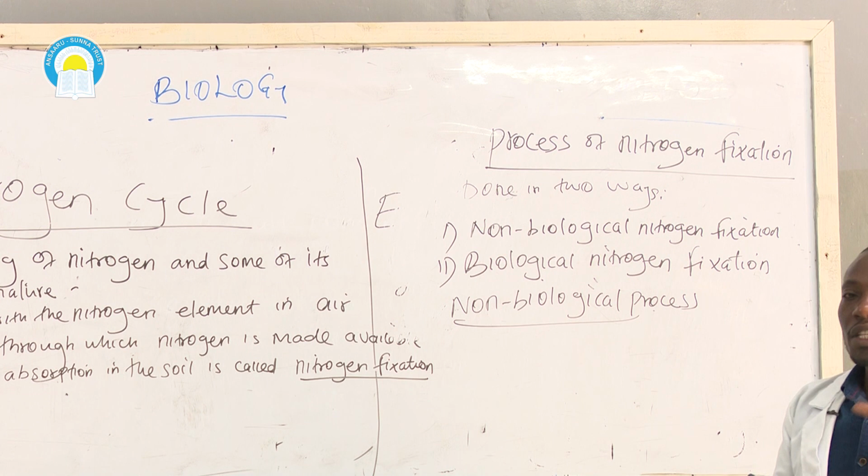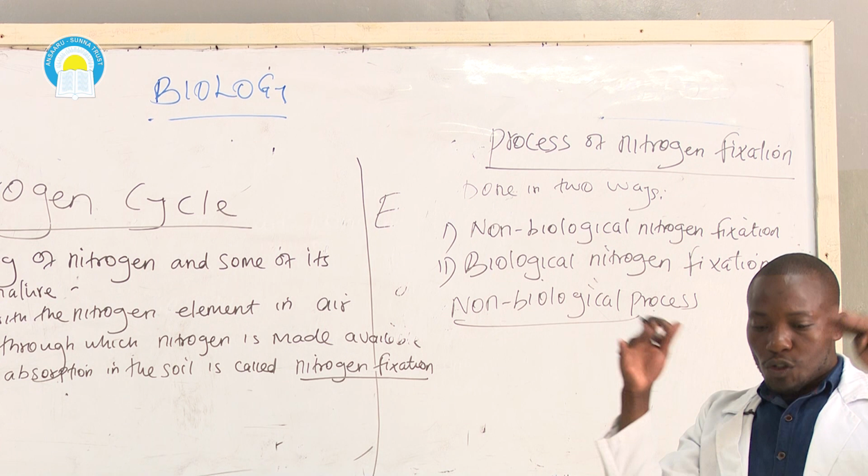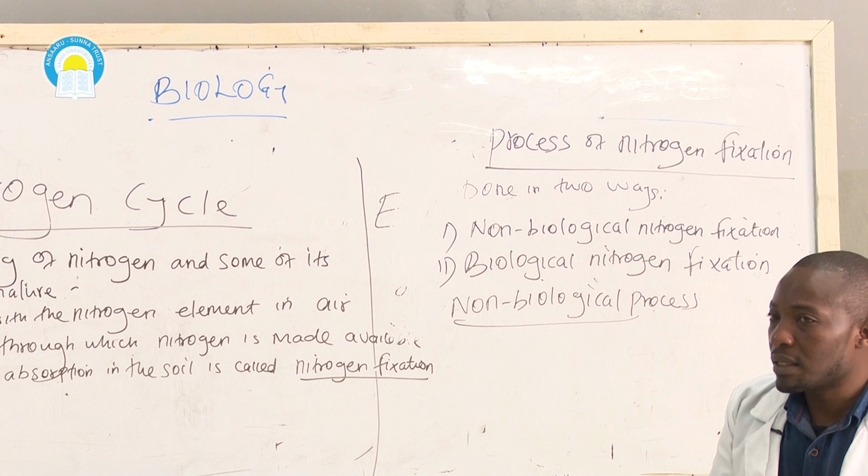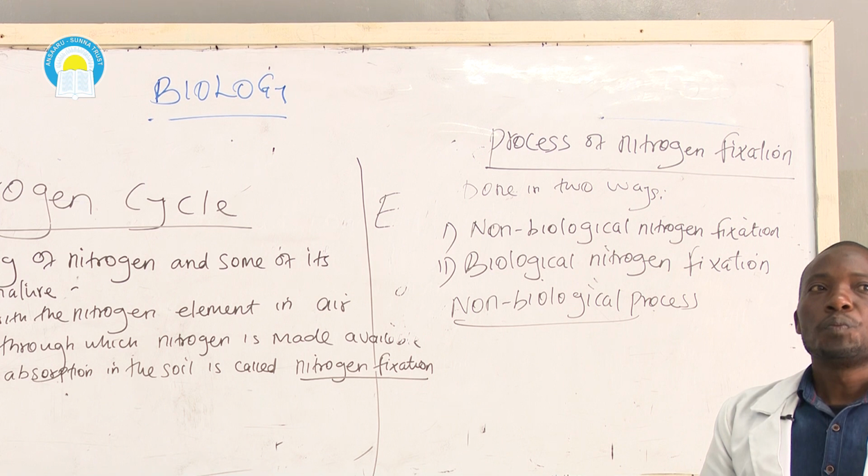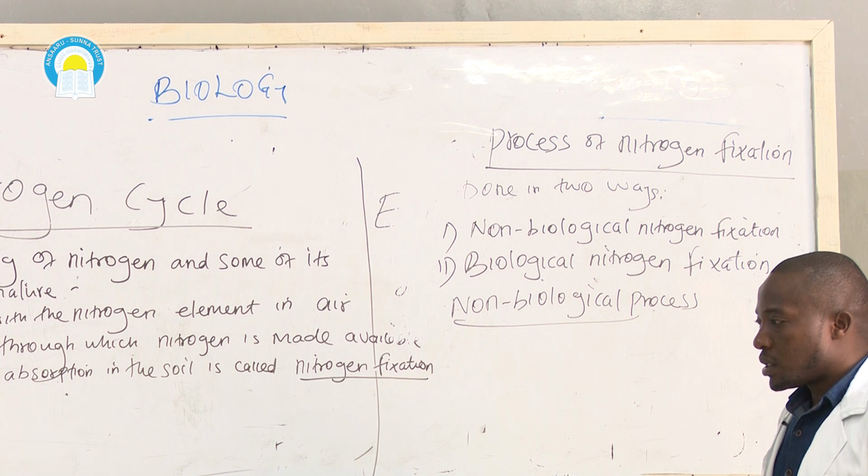Then those two acids will dissolve in the soil because the rain is falling down. They will dissolve in the soil as acid rain. Then in the soil, they will combine with chemicals in the soil to form nitrates. Then the nitrates are absorbed by the plant roots, and are used in the synthesis of proteins.